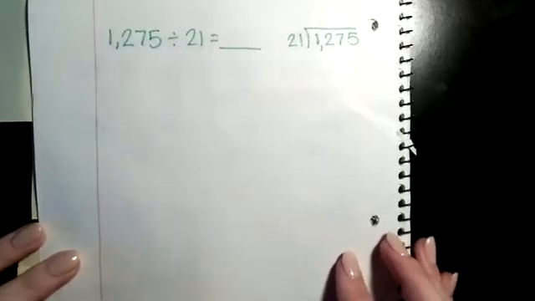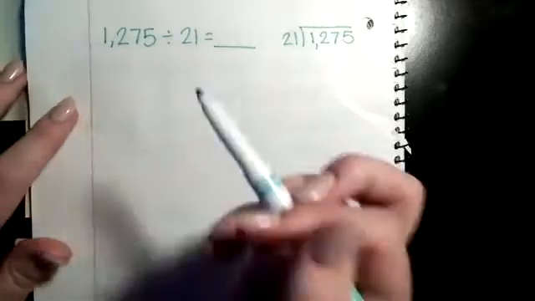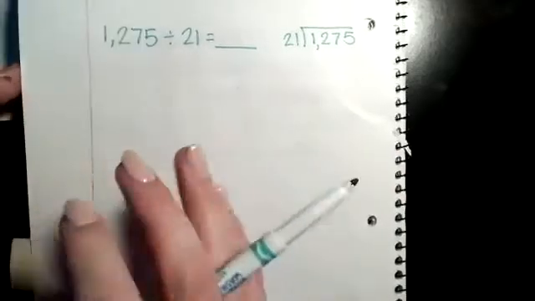All right, so let's see a couple different ways that we could solve this particular problem. All of these are going to use our multiples that we already know about 21, but we're going to use them and look at the relationships in between these numbers to get up to the actual number we want. All right, so my number is 1,275.